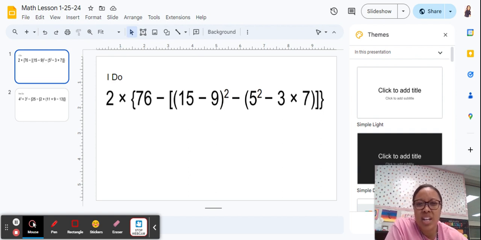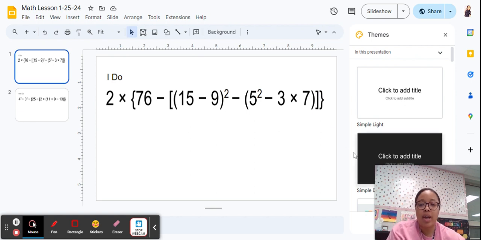Okay, let's go ahead and get started with this one. So first off, I see that I have several grouping symbols. I see some exponents in there, and I see some multiplication, some subtraction. So almost all of our GEM steps. I'm going to start off first with looking at our grouping symbols, specifically the parentheses.